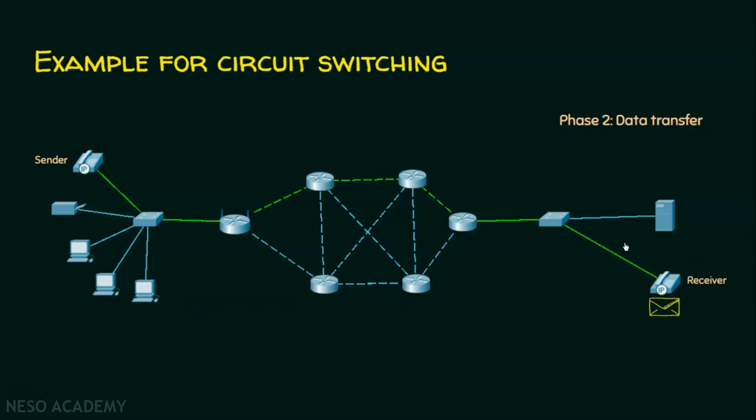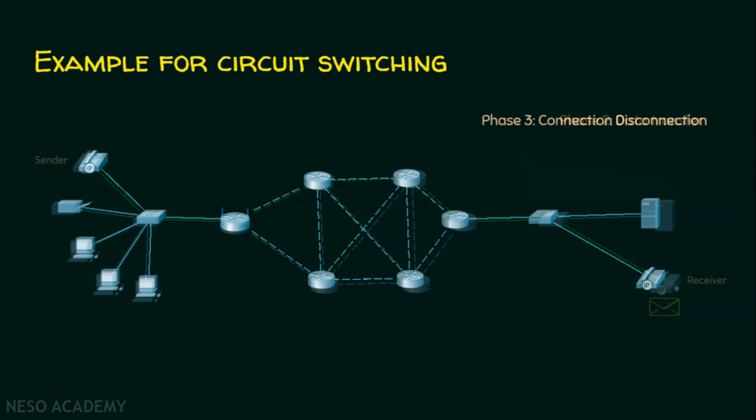So before data transfer can happen, the circuit or the connection is established. All the communication uses this channel or this connection, and this connection is reserved between the sender and the receiver. After phase number 2, now comes phase number 3. Phase number 3 means connection disconnection. Now if you observe, the green lines are removed. It means the connection gets terminated. This is what circuit switching is. So far we have seen what circuit switching is, and this is the first technique in switching techniques.